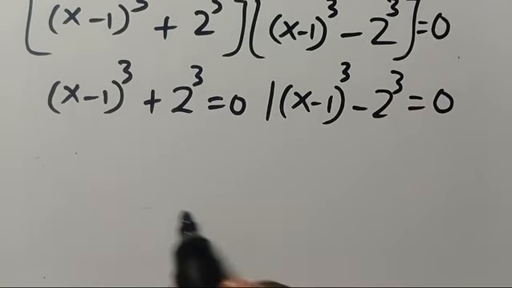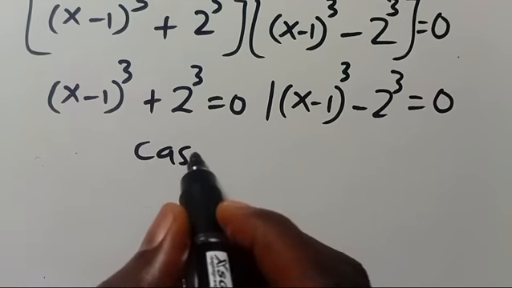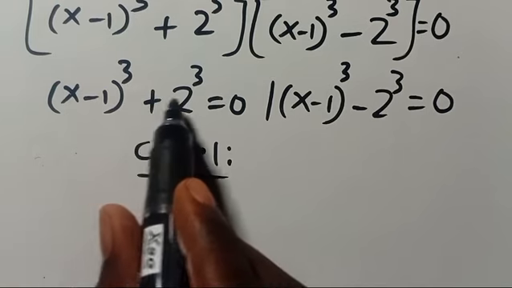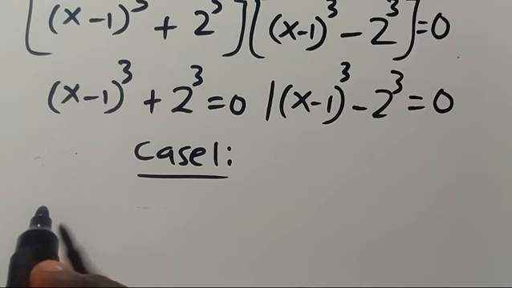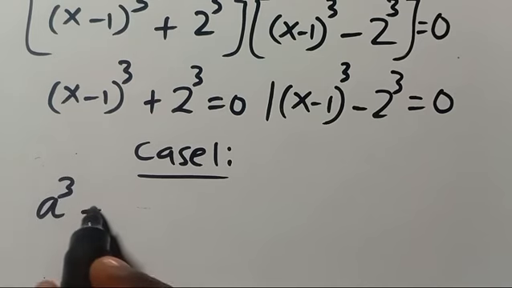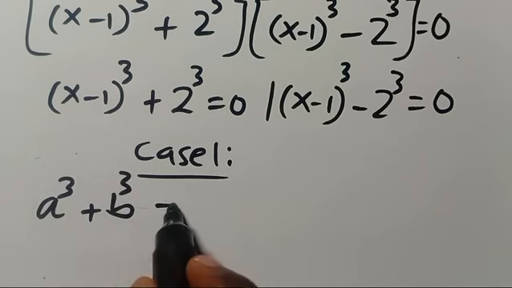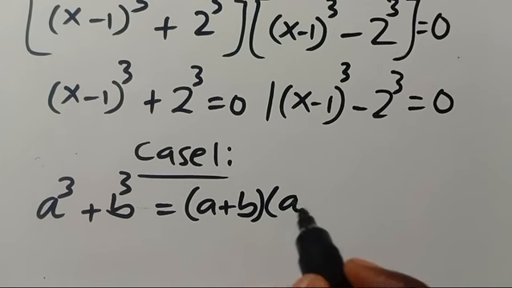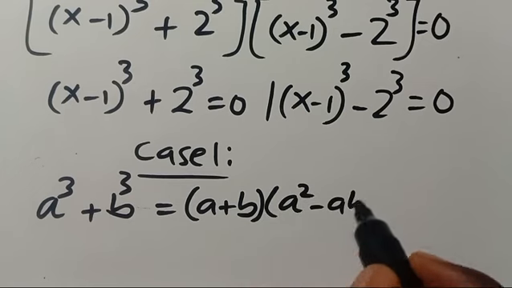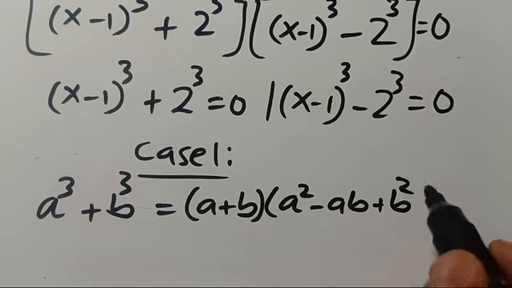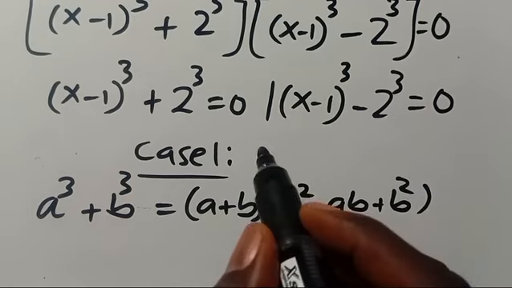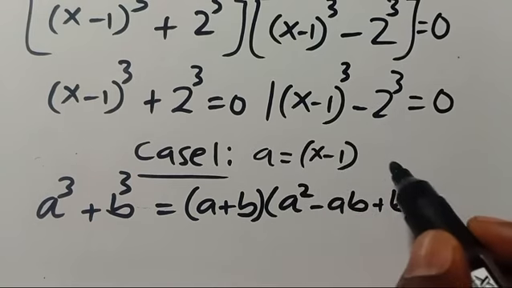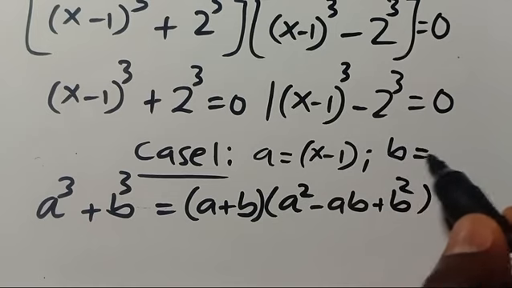Then let's solve this one after the other. Let's say we have case 1. This one has to do with the sum of two cubes. Recall that when we have a^3 + b^3, it always equals (a + b) multiplied by (a² − ab + b²). With this one, we discover that our a equals x − 1, then our b equals 2.